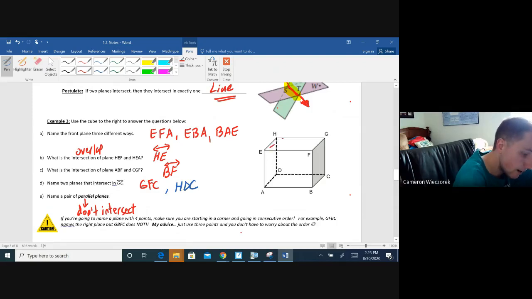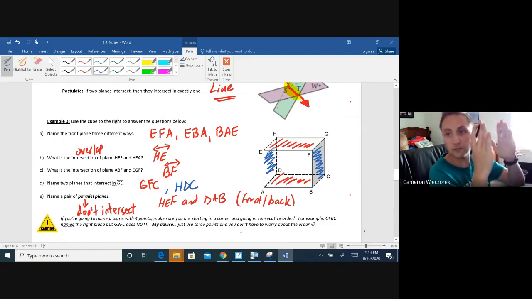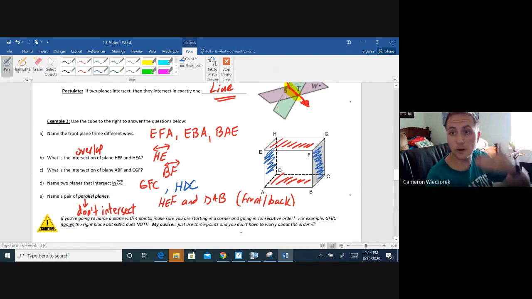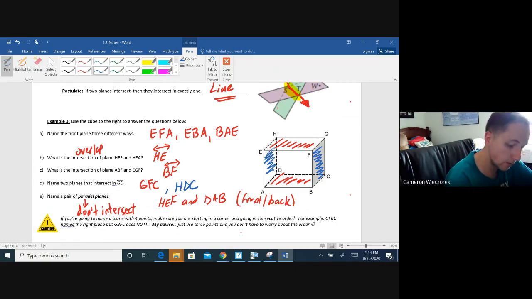So for example, we could have plane HEF and plane DAB. Okay, that would be the front and the back plane. You could also have the one on the left and right, HEA, GFB. The left and right ones are not going to meet up, or you could do the one in the front and the one in the back. So HDC and EAB. Okay. Front, back. Oh, I labeled it wrong. Sorry. This should be top, bottom. HEF and DAB is top, bottom.